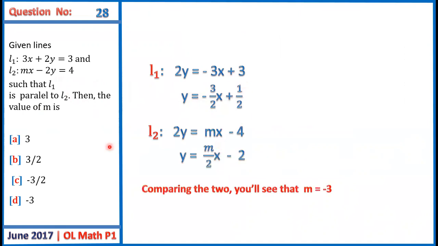Now, since the question says that the two lines are parallel, look at these two lines. It means that what's in front of x in line 2 should be the same as the number in front of x in line 1. That's the coefficient should be the same. So what does this mean? It means that minus 3 on 2 is equal to m on 2. From there, m is equal to minus 3. And that's the solution.